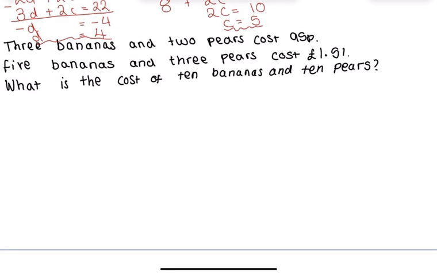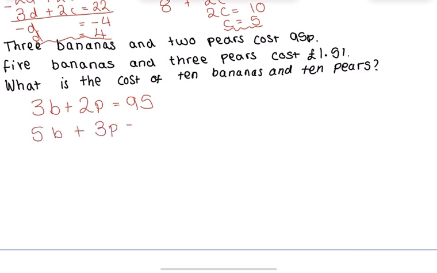Looking at this next one then. 3 bananas and 2 pears cost 95p. 5 bananas and 3 pears cost £1.51. Now, just to make this easier, I'm just going to convert that to pence rather than leaving it in pounds, just so my units are the same. What is the cost of 10 bananas and 10 pears?